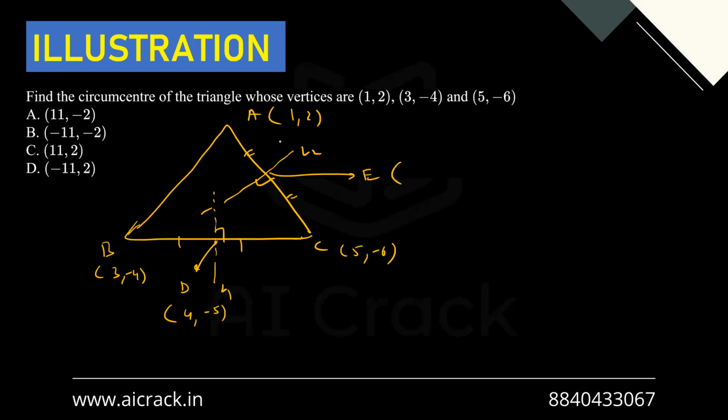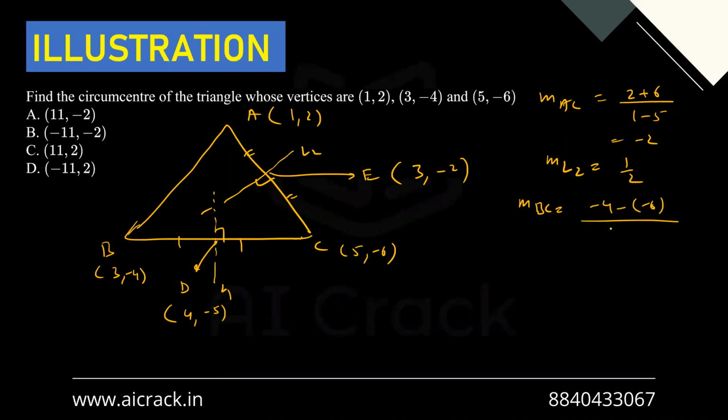And similarly for E, it would be 1 plus 5 by 2, that would be 3. And the other point would be 2 minus 6 by 2, that would be minus 2. So we have got the points. Now mAC would be 2 minus 6 divided by 1 minus 5, that would be minus 2. So basically slope of L2, that would be minus 1 by mAC, that would give me 1 by 2. Similarly, mBC would be minus 4 minus of minus 6 divided by 3 minus 5, that would give me minus 1, right? And therefore mL1 would be minus 1 upon mBC, that would be 1.